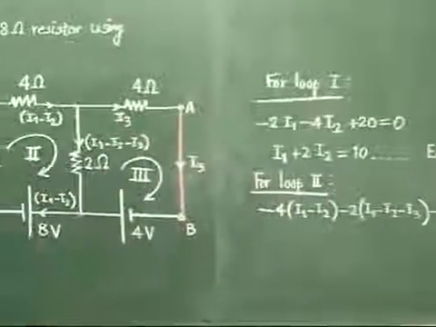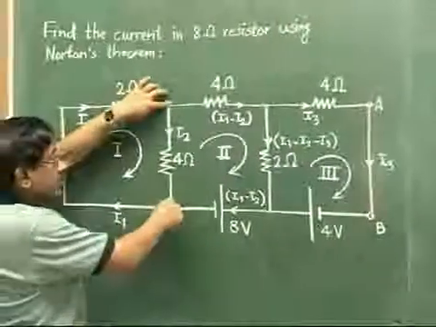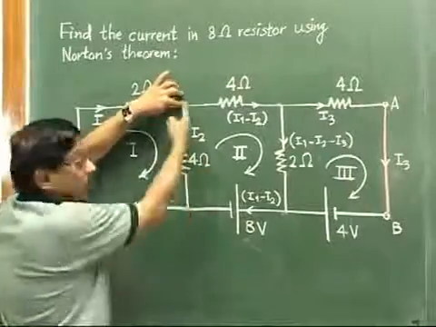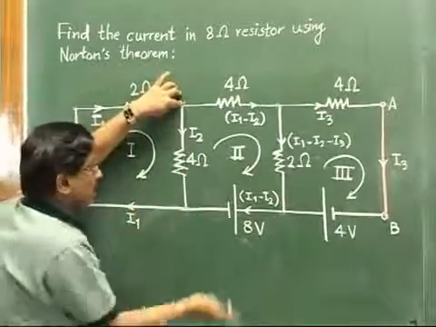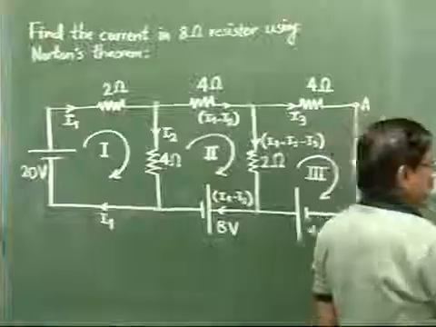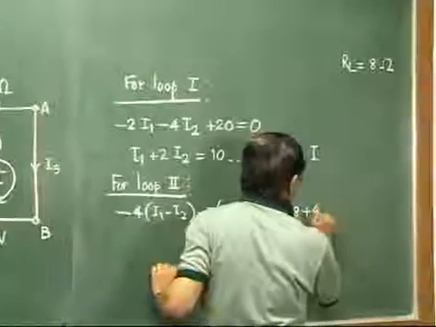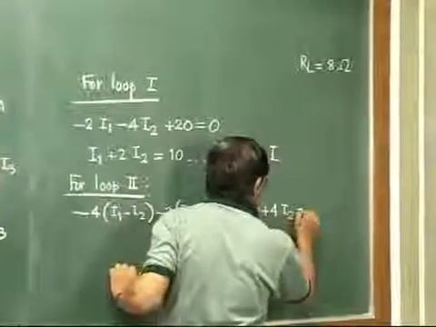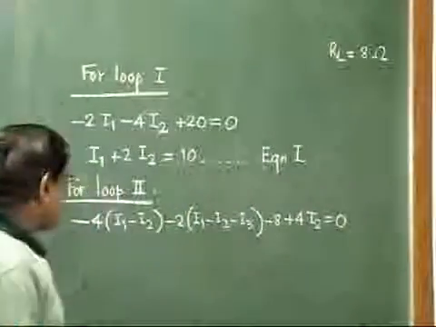And then this to top, we are coming like this. We are going to top, but the current is opposite. So it will be plus 4 times I2. And this all must be equal to 0. So we have to simplify the equation.